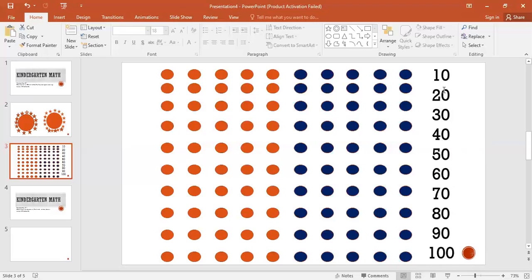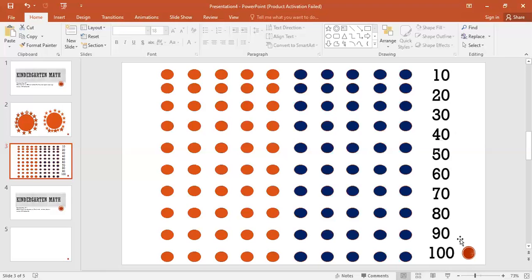20 is 2 groups of 10. 30 is 3 groups of 10. 40 is 4 groups of 10. So on all the way to 100 is 10 groups of 10. That makes 100. You just counted to 100 by tens, the regular way and the say 10 way.